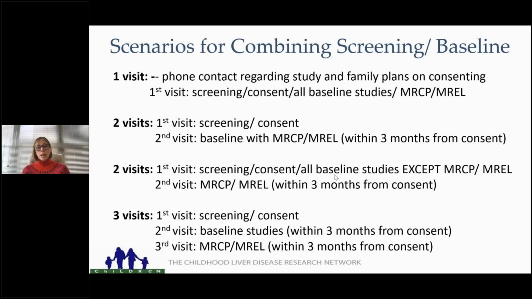But then there's other varieties as shown here, how to get things done. And a lot of people get most of the studies done with the exception of the MRI studies, and then they have them come back for that one for a second visit. Any questions about that?